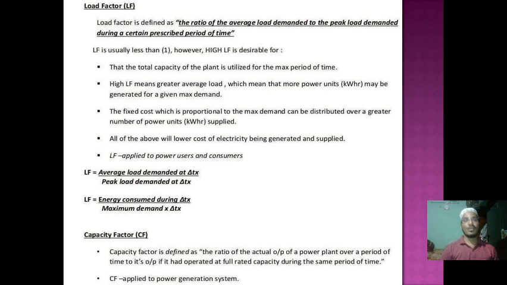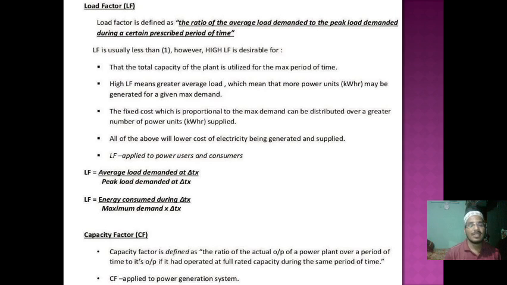Next one is load factor. First one, we just now discussed the load factor. In that load factor we have to consider the calculation part. So here we have to consider the fundamental formula. What is load factor? That is the ratio of average load demand to the peak load demand during a certain prescribed period of time. We can say load factor is equal to average load demand at delta Tx by peak load demand at delta Tx.